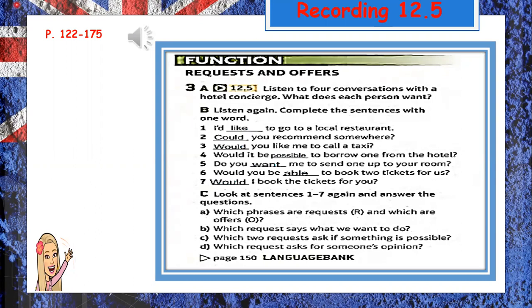In exercise C, you need to look at the sentences from 1 to 7 again and answer the questions. A, which phrases are requests? You put an R, and which are an offer? You put an O. B, which requests say what we want to do? C, which requests ask if something is possible? And D, which requests ask for someone's opinion? If you want to review the language bank or the function, you go on page 150.